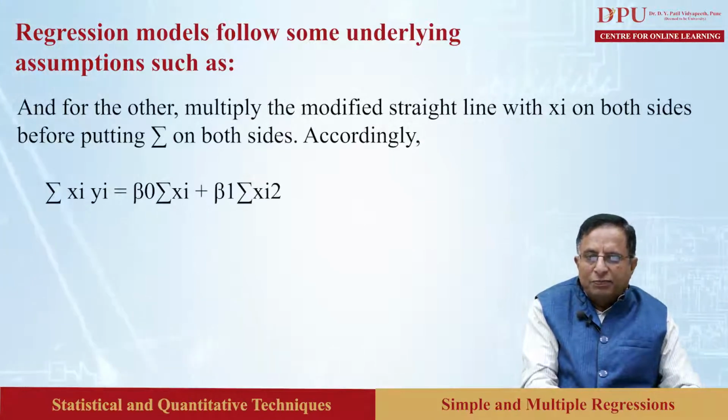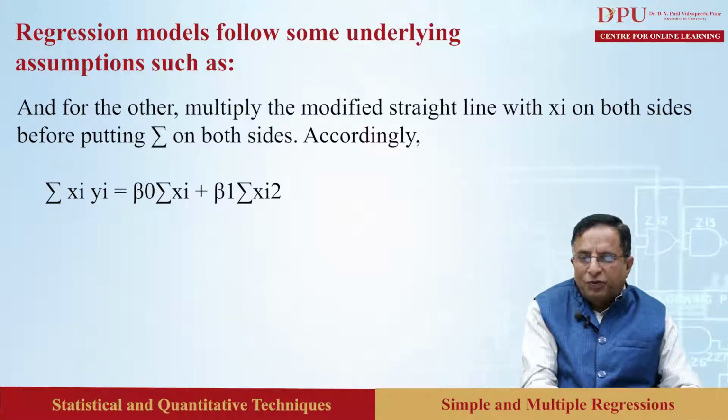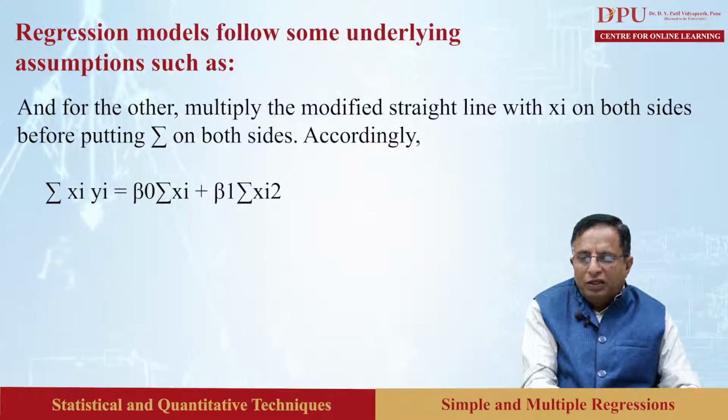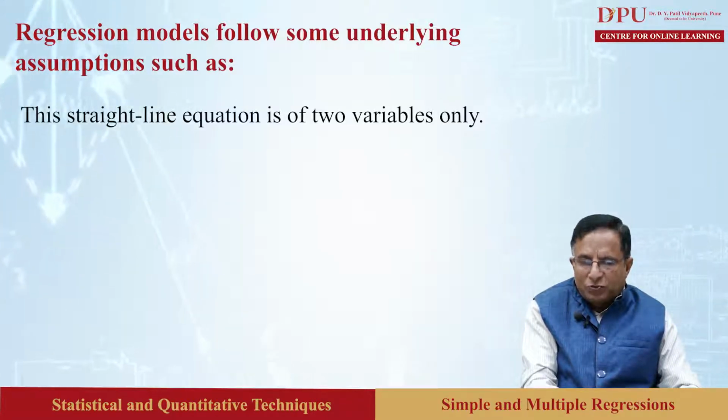And for the other, multiply the modified straight line with xi on both sides before putting sigma on both sides. Accordingly, sigma xi yi is equal to beta naught sigma xi plus beta 1 sigma xi square. This straight line equation is of two variables only.